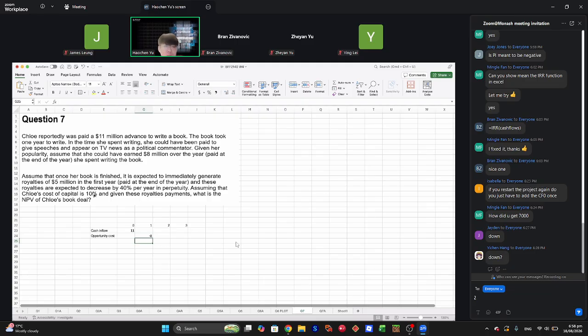After that, in the second paragraph, it says once the book is finished, it's expected to immediately generate royalties of 5 million in the first year, paid at the end of the year. Which means after 1 year, after she finishes writing, she can receive 5 million as royalties. It says in the first year, paid at the end of the year, which represents time 1. So this is also a cash inflow, which we can just call royalty.